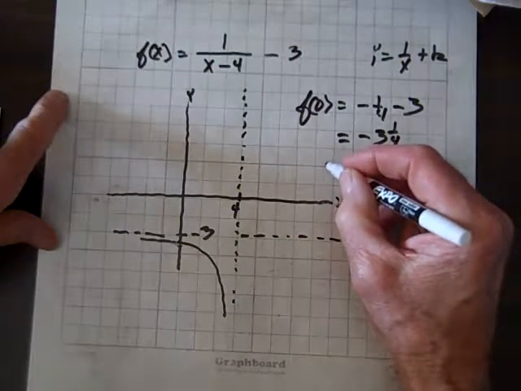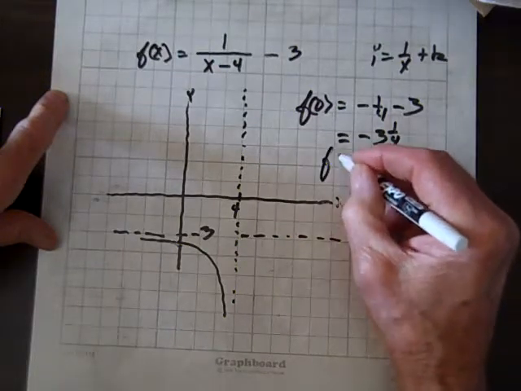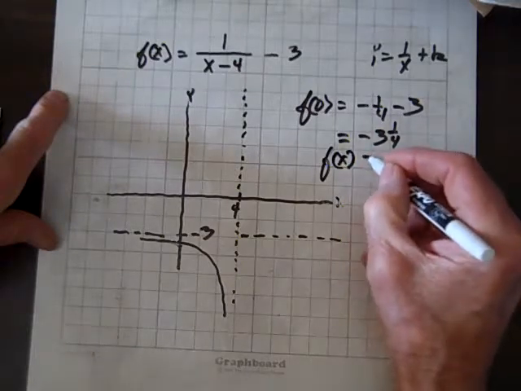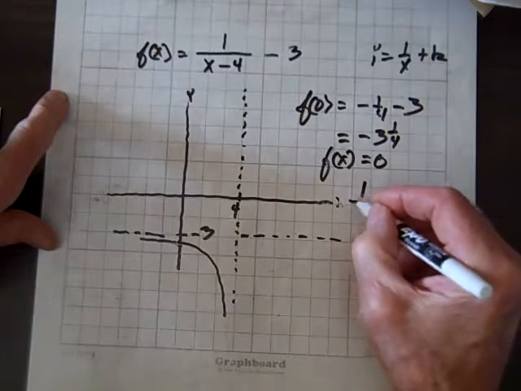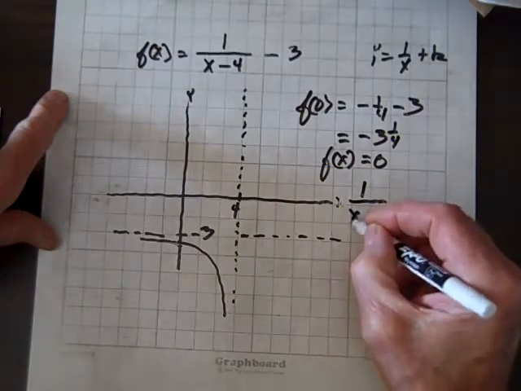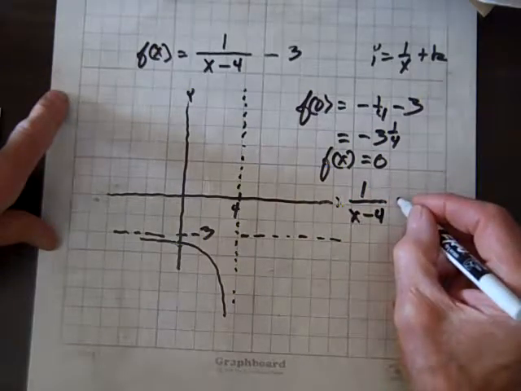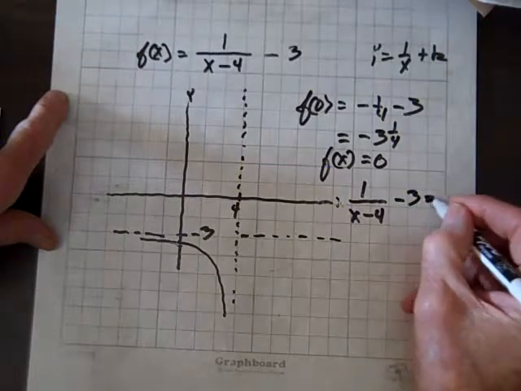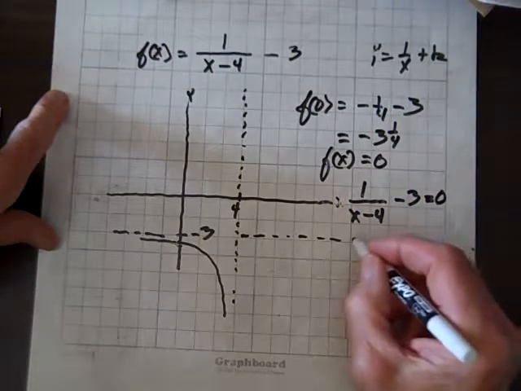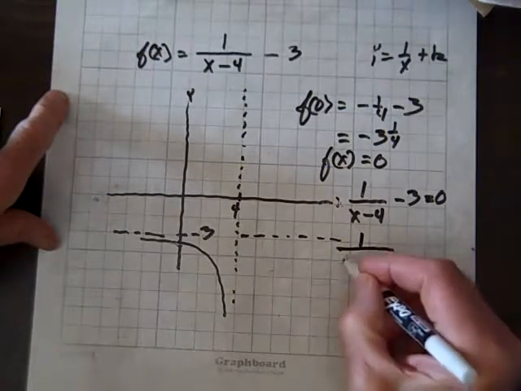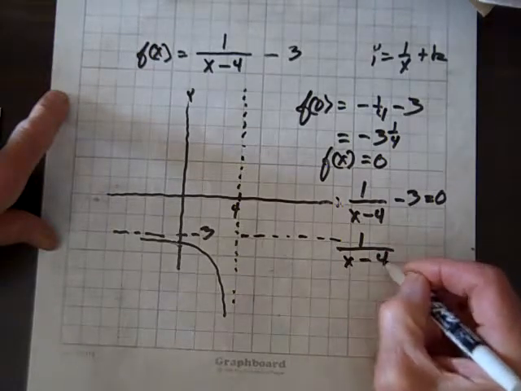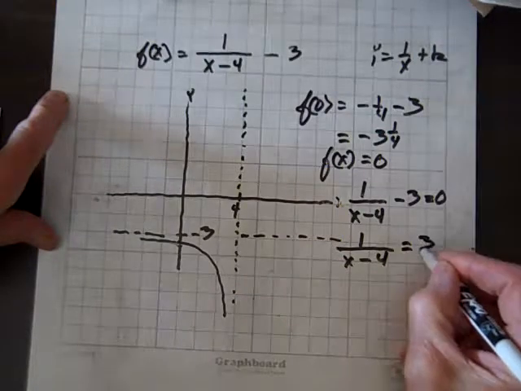And well, let's find the x-intercept. So we'll set f of x equal to 0. So that means that 1 over x minus 4 minus 3 equals 0. So that means that 1 over x minus 4 equals 3.